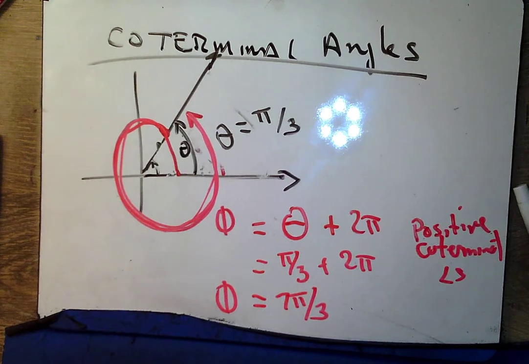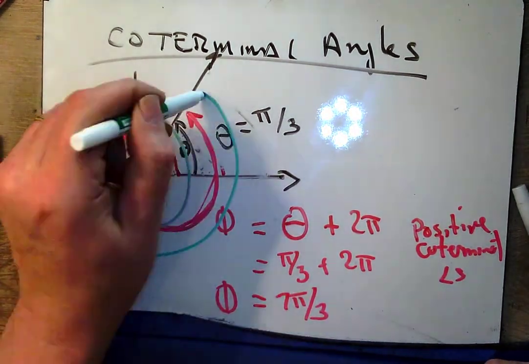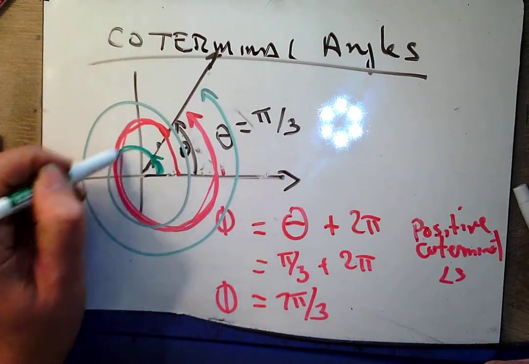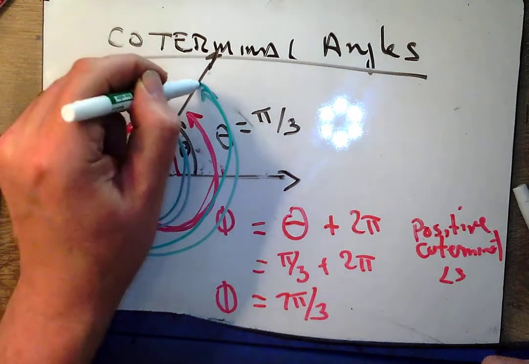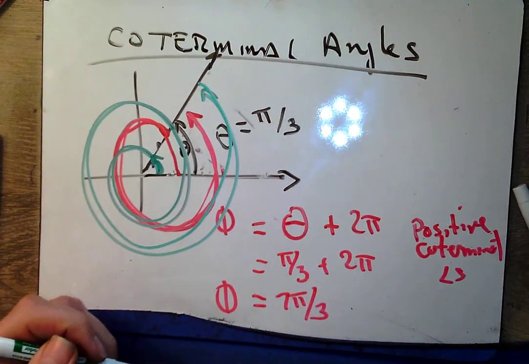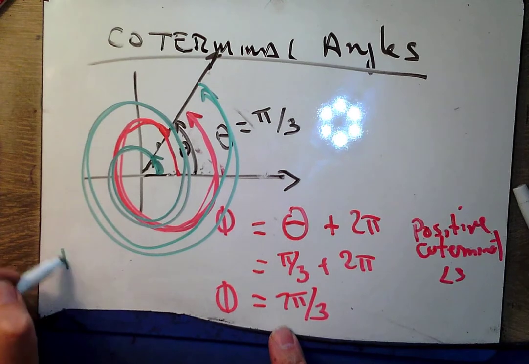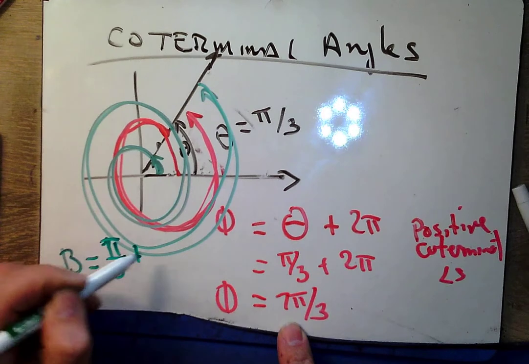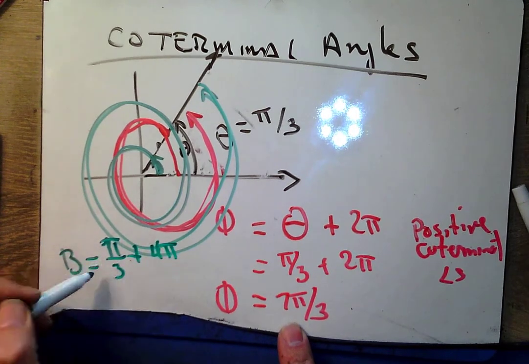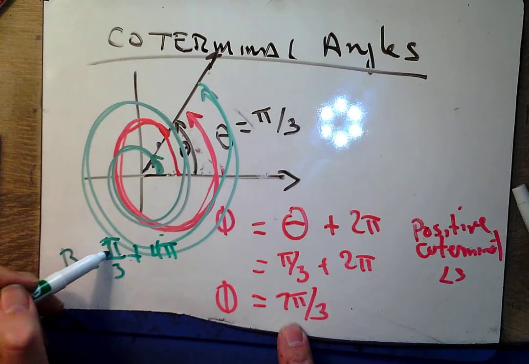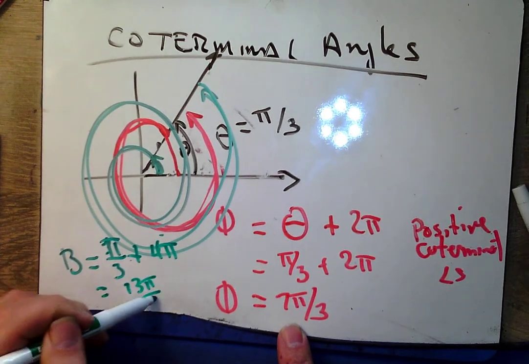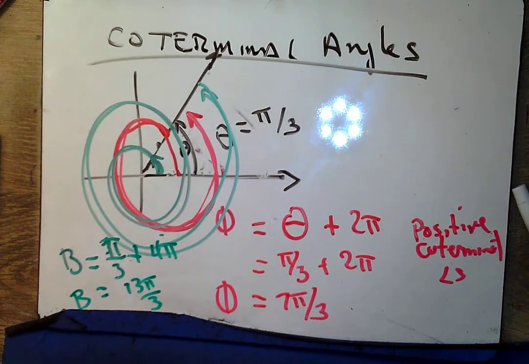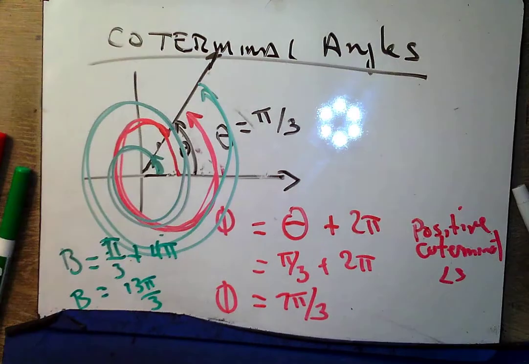Look, this is that person. Here they are. They went around twice. Here's the initial theta, then they added 2 pi, and they added another 2 pi. So I could just keep adding multiples of 2 pi. So beta is going to be pi over 3 plus 4 pi. It's 12 pi over 3, 13 pi over 3. Yeah, big angle. Okay, that's positive coterminal angles.